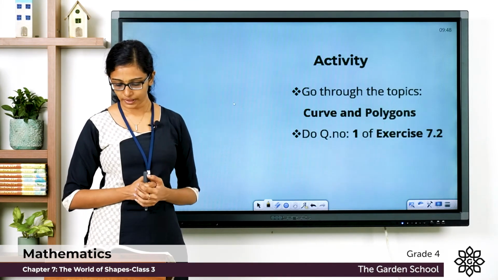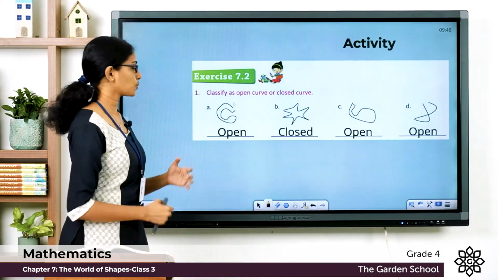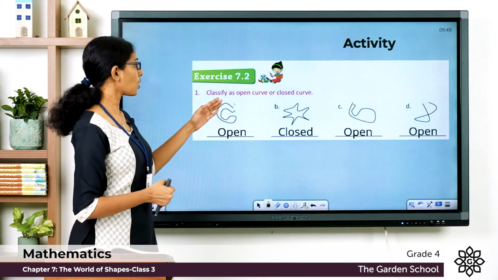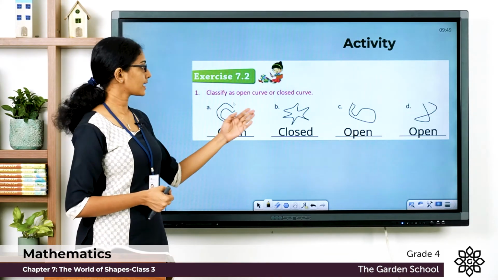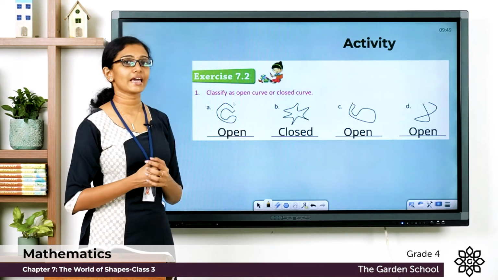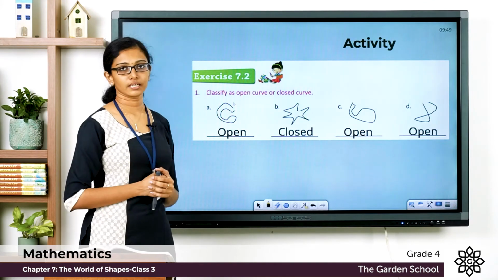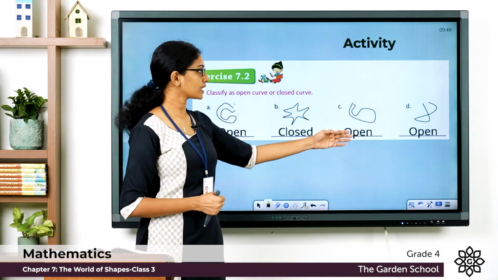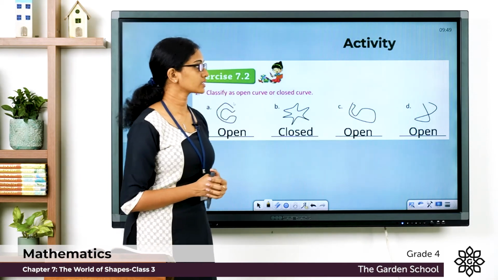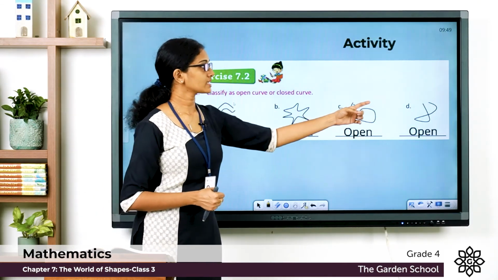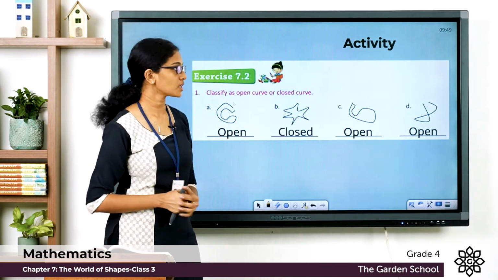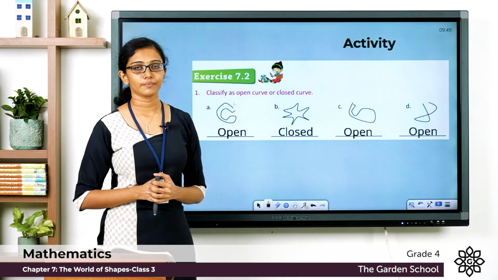Let's see the first set of questions. The first one, A. You see, it is a curve which is not closed. It is an open curve. Now the next one. The next one is a closed one which encloses an area within it. It is a closed curve. The next one is an open curve. See, it is not a closed figure. It's an open curve. The next one is also an open curve, but that is a closed one. The first 3 curves are examples of simple curves, whereas the last one is not a simple curve.